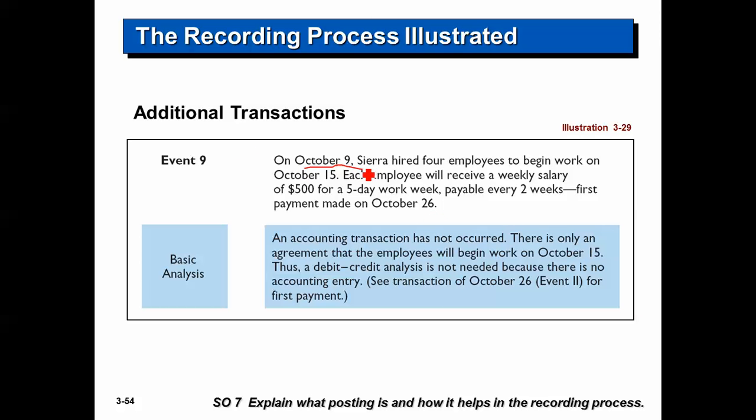The transaction has not happened. Nothing has happened here. We're promising to pay October 26th. But this is October 9th, or we signed an agreement October 15th. You remember, a transaction is something that has had to take place that affects assets, liabilities, or the owner's equity.